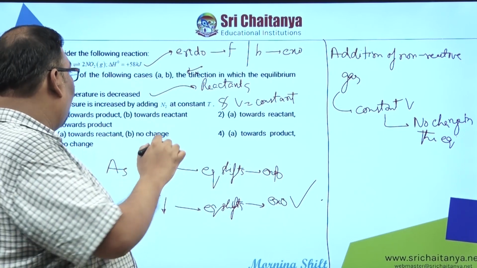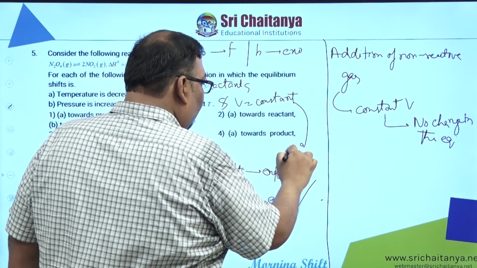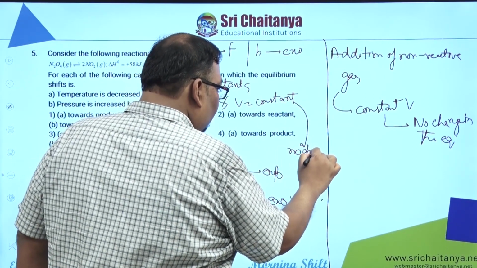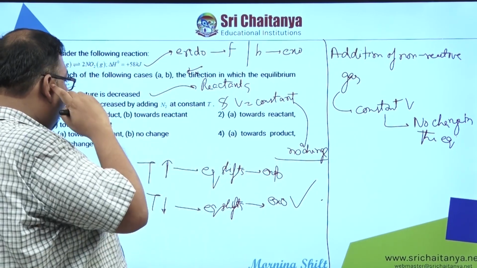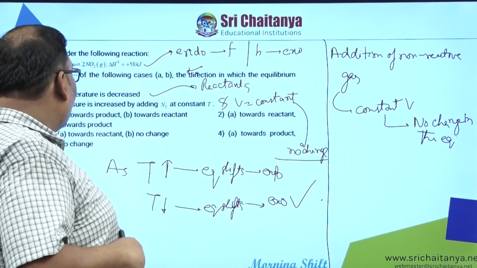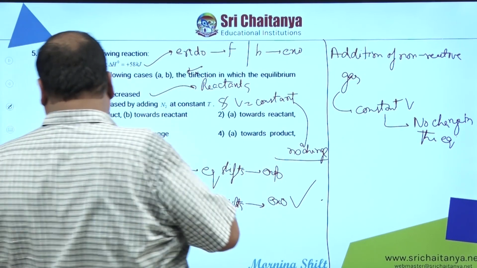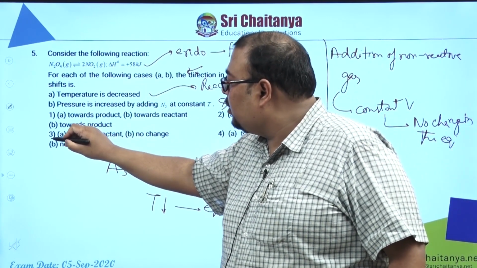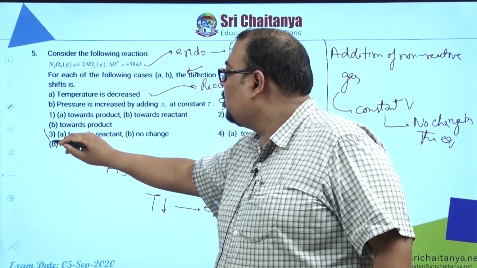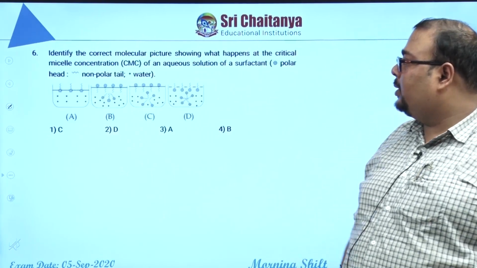So in the second case, means case B, there will be no change. So in the first case it is shifting towards reactant, and in second case there is no change in the equilibrium. So the correct option will be answer 3. Okay. So let's move to the next question, question number 6.